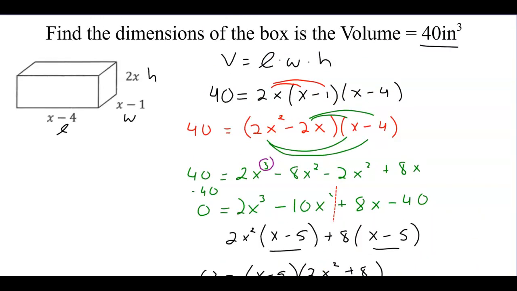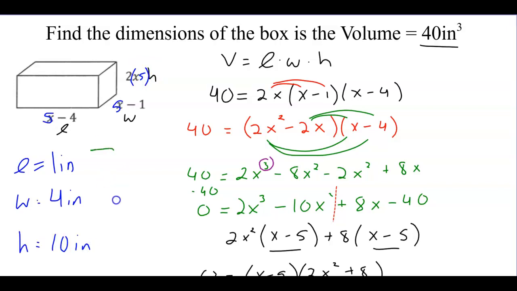So if you go up here and you plug in 5 for all of the x's, that gives us a length of 1 inch. 5 minus 1 would give us a width of 4 inches, and the height of the box, 2 times 5, would give us 10 inches. And you can see if you multiplied those together, length times width times height, we would get 40 inches cubed. That is all.